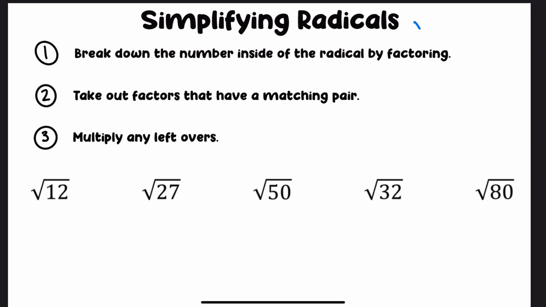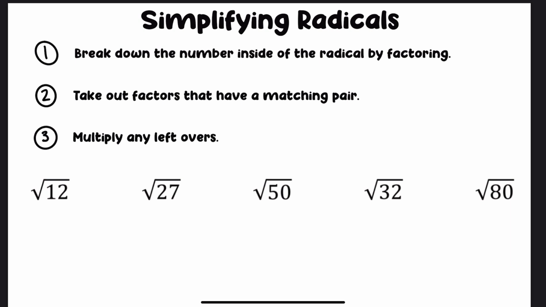Radicals are these. Sometimes it's a square root like this. Sometimes they have a 3 in it. Sometimes they have a 4 in it. It doesn't matter. Either way, it's called a radical. Today we're going to be exclusively working with square roots. But yeah, let's try it out.